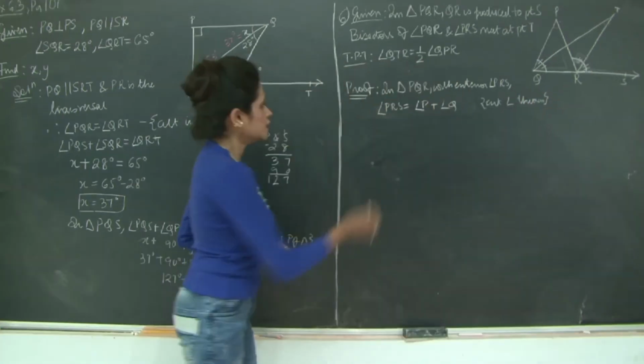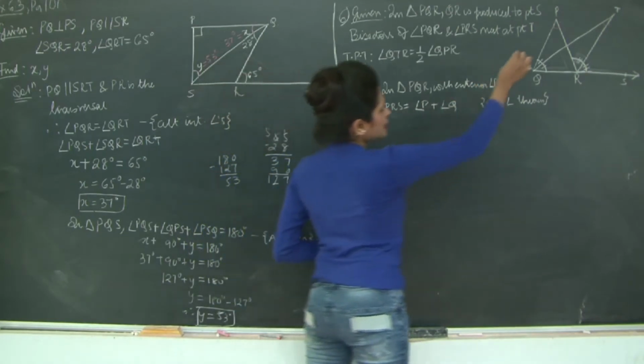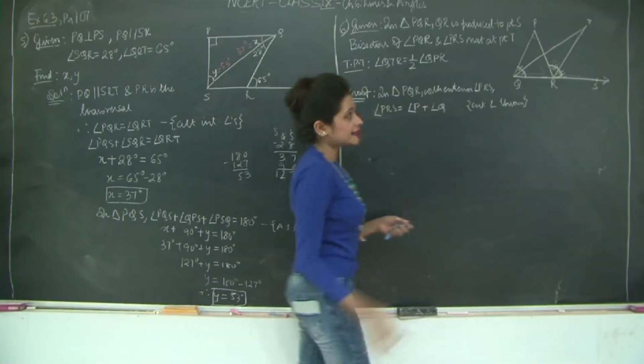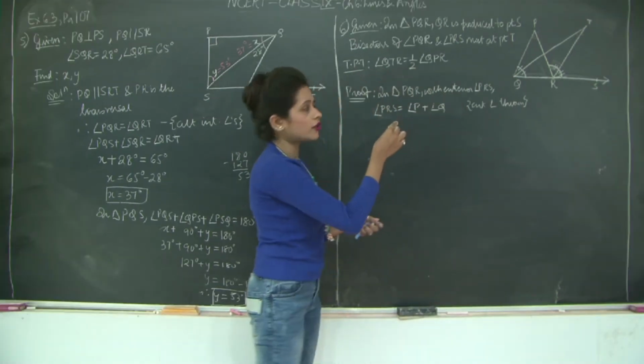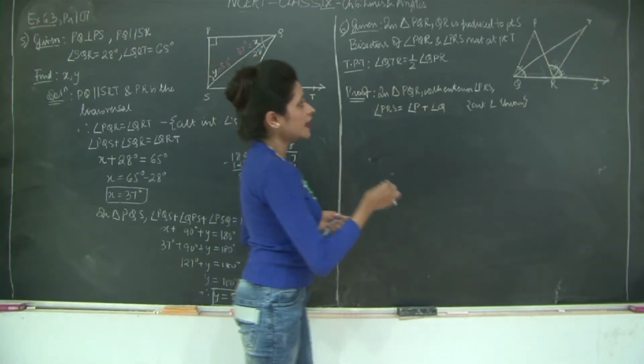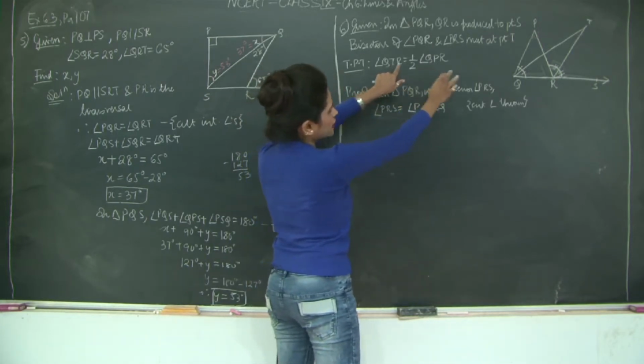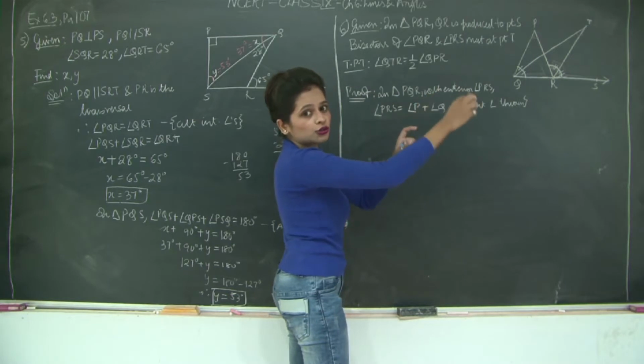Correct? So now we have angle PRS is equal to angle P plus angle Q. That is, the exterior angle is the sum of the interior opposite angles. Now we need to show a relationship between two angles which belong to two separate triangles.